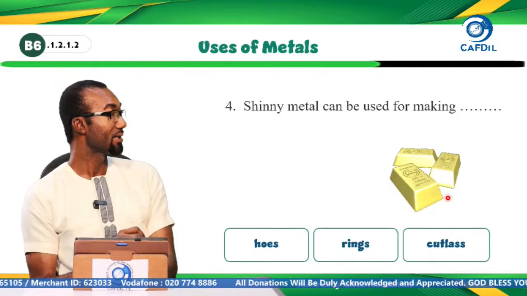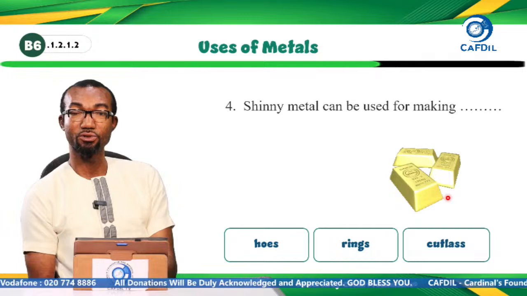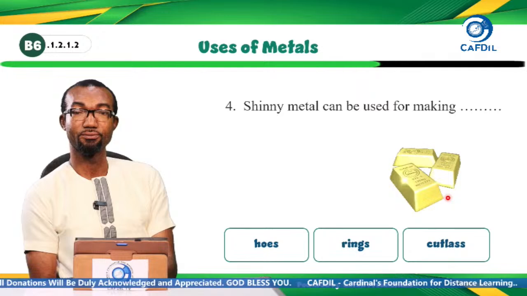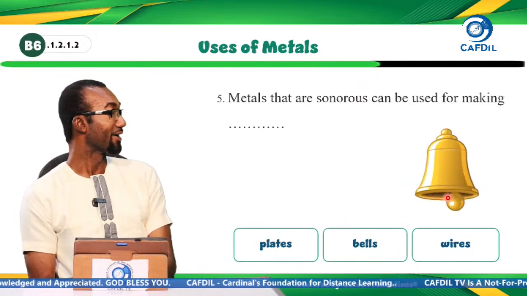4. Shiny metals can be used for making. We have hole, we have rings, we have cutlass. Good, rings. And then 5.